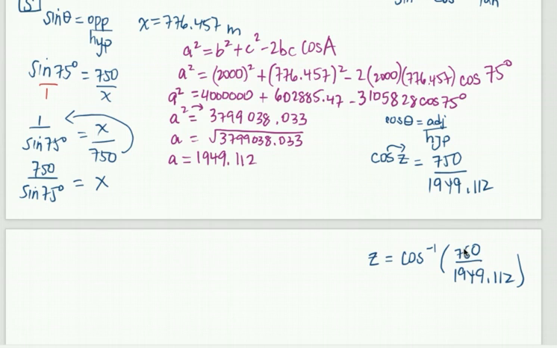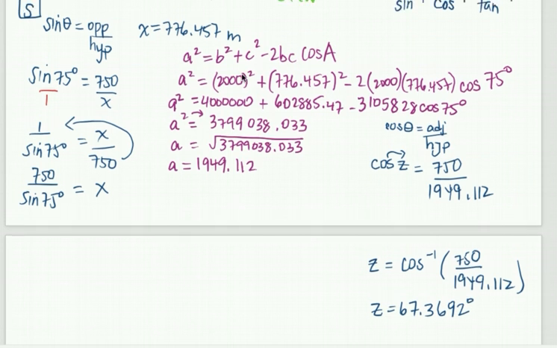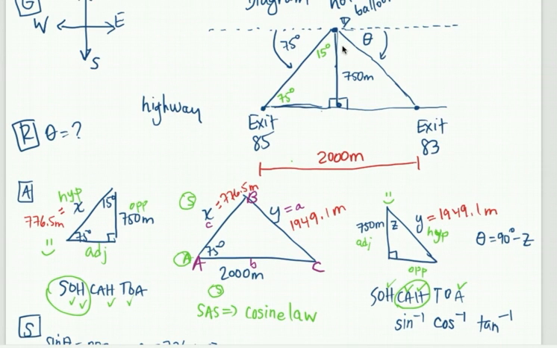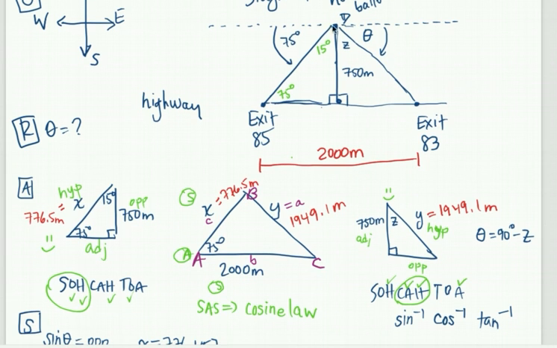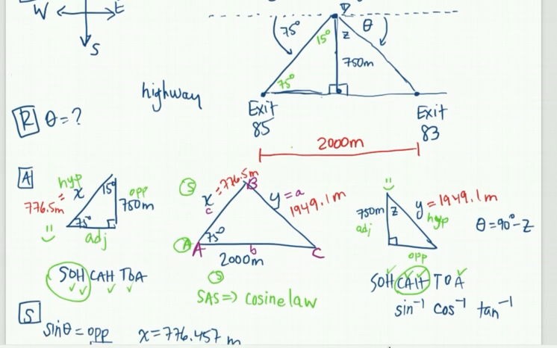All right, so when we do that, inverse cosine of 750 over 1,949, you will get 67.3692, etc. Okay, so this is the angle that is now in this corner, which is right here. So if you wanted to write that in, right there. Okay, so we found now this part here is 67.369 degrees. So now we can get to this last one here. We know this corner here is 90 degrees, so we're just going to take that value we just found and subtract it from 90 degrees.